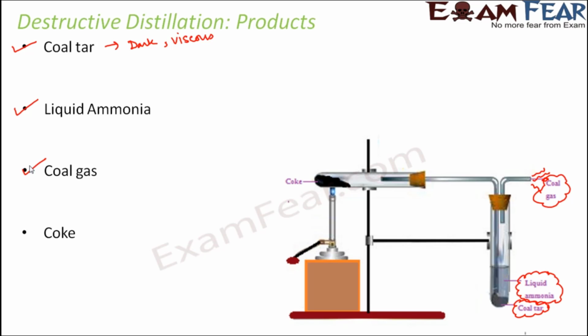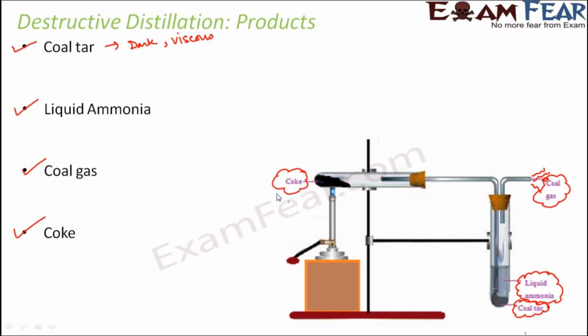And finally, what do we see? When all the coal is heated and all these vapors have been formed, whatever residue is left over in the horizontal tube, that is coke. The coke which is left out here is almost the purest form of carbon, because it contains more than 60% of carbon in it. So that's how we derived 4 different components from coal.